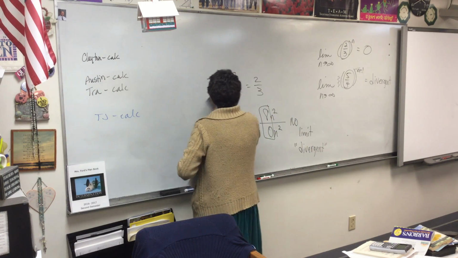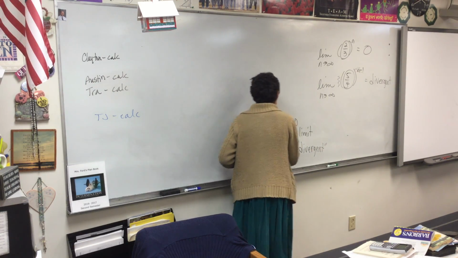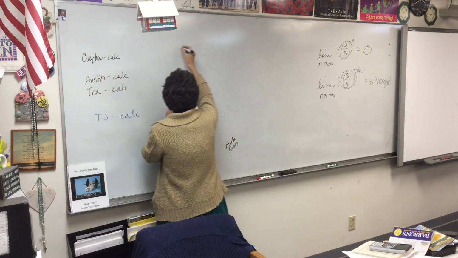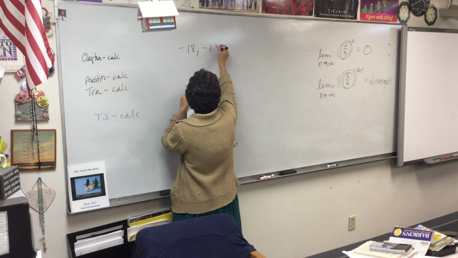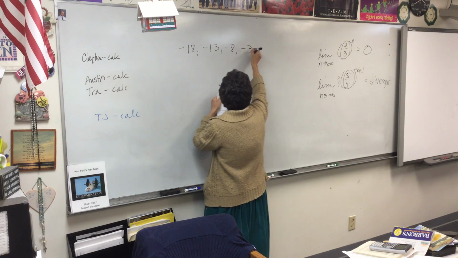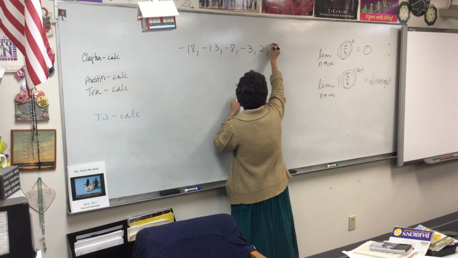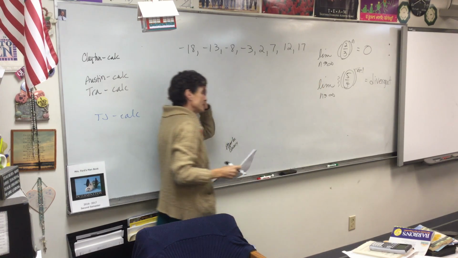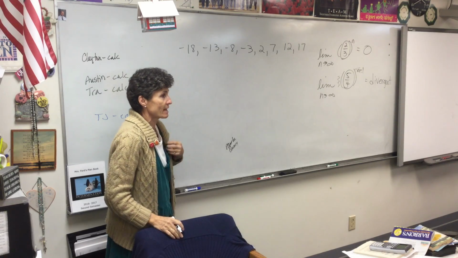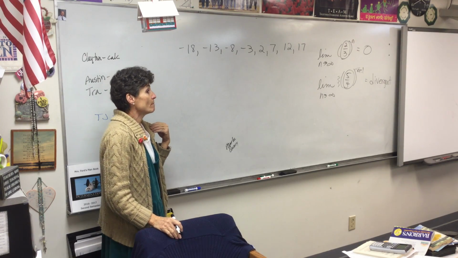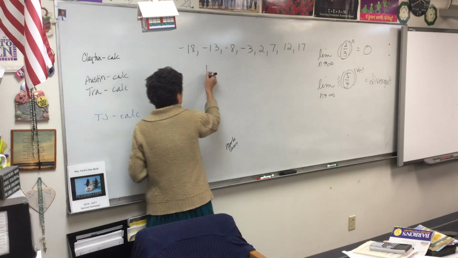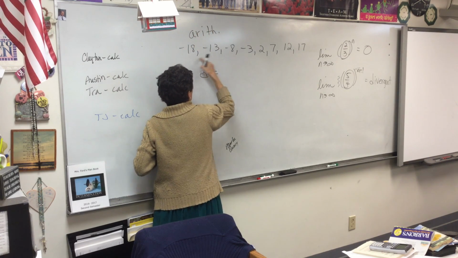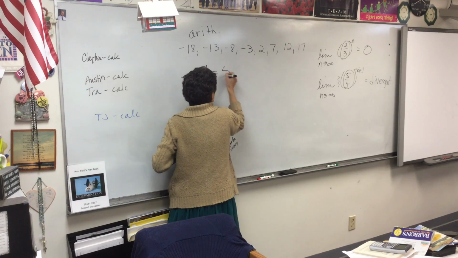Now, I want to wait. I want to back up a minute. And I want to look at this sequence of numbers right here. Can somebody tell me what kind of a sequence that is? Arithmetic. It's arithmetic, and its difference is what? What are we doing? Adding 5.